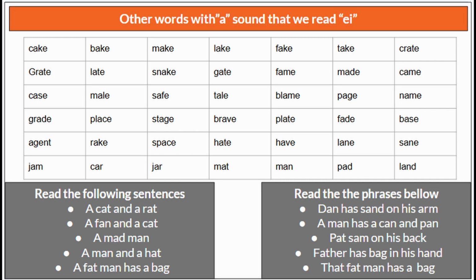lane, sane, jump, car, jar, mat, man, bad, and land at the end.